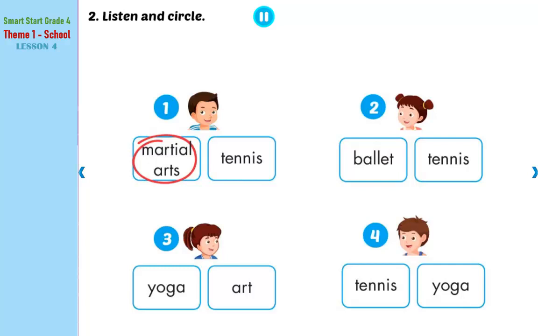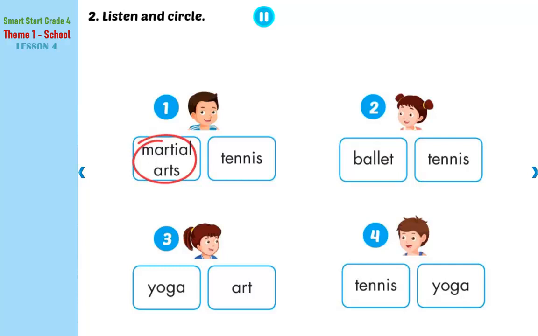1. Where are you going, Bill? I'm going to martial arts class. Hoo-yah! Can you see the circle? This is an example. Now listen and circle.